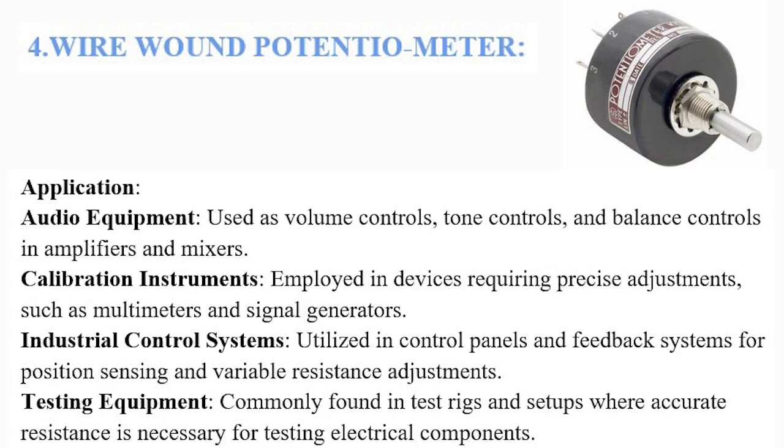Wire wound variable resistors have many important uses. For example, they are used in audio equipment as volume controllers and tone controls. They are used as calibration instruments. They are used in industrial control systems, utilized in control panels, and in feedback systems for position sensing and variable resistance adjustments. They are used in testing equipment, commonly found in test rigs and setups where accurate resistance is necessary for testing electrical components.